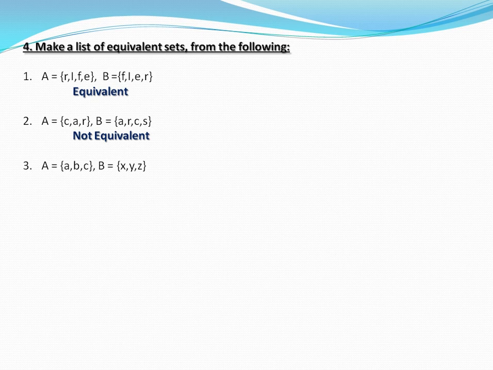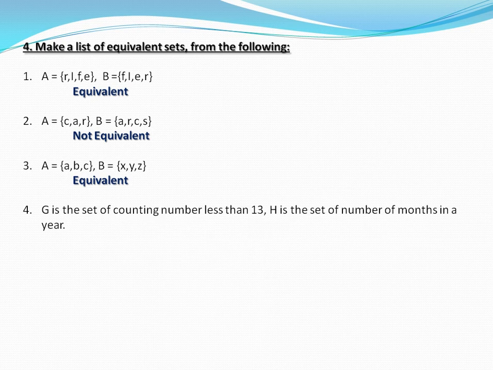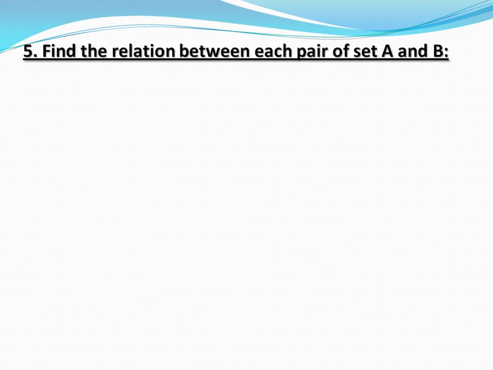C has ABC, B has XYZ. Are they equivalent or not? They are equivalent sets. G is the set of counting numbers less than 13. H is the set of months in a year. The months in a year are 12. The set G has 12 values. Are they equivalent? Yes, they are equivalent. Next, A has 5, 5, 5, 5, 5, 5, 5, while B has 5, 5, 5, 5, 5. Are they equivalent? No, they are not equivalent.